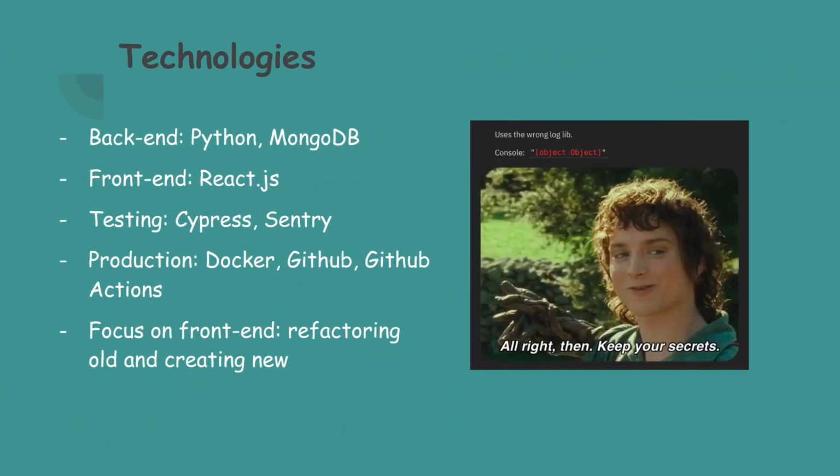The technologies used in the application are as follows. The back end is made with Python, uses Mongo database. The front end uses React. Testing is made with Cypress and Sentry. Production has Docker, GitHub, and GitHub Actions. What we have done is we are focusing on the front end. We're refactoring old stuff and creating new stuff as well.